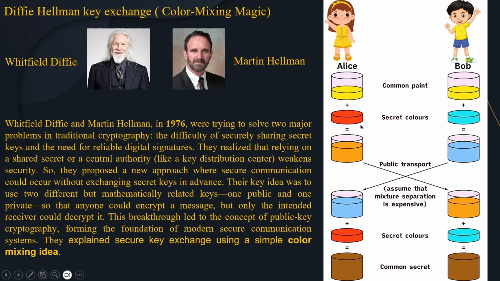Then they chose a secret color. Alice chose red, Bob chose blue. Then they mix the secret color with the public color. Alice mixed yellow and red, creating a new color. Bob mixed yellow and blue, creating a new color.